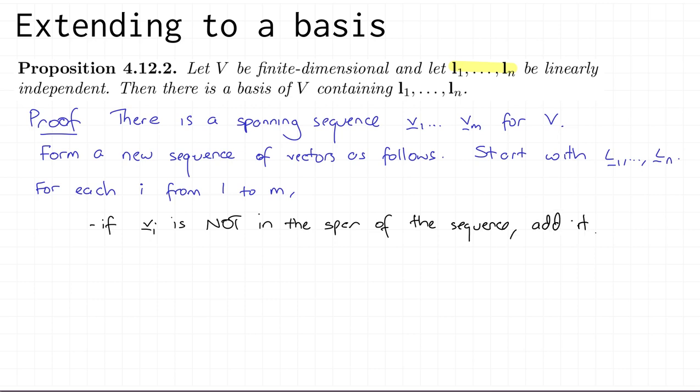So for example, if V1 was not in the span of L1 up to Ln, then we'd add it so that our new sequence was L1 up to Ln and then V1. And then otherwise, so if Vi is in the span of the sequence, we'll do nothing. So just leave the sequence as it is. Right, and I claim that the thing you end up with after you've done this procedure is a basis.